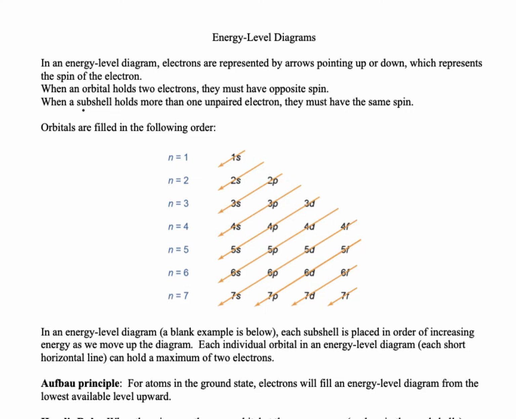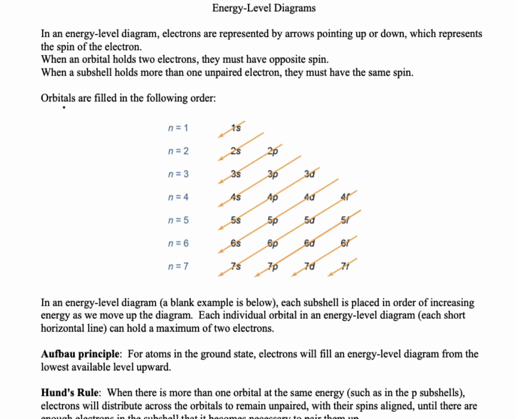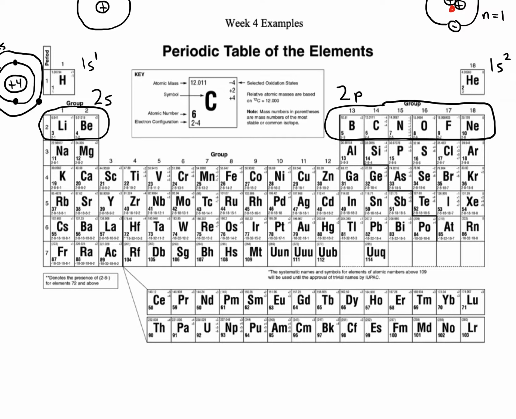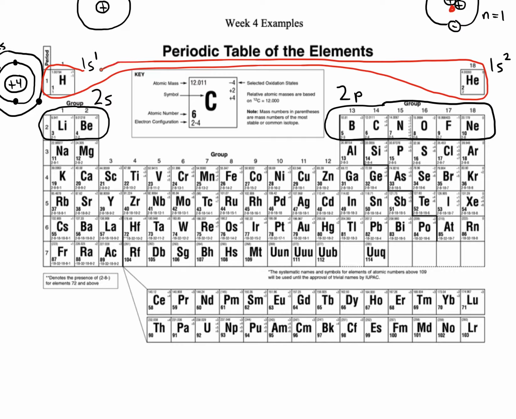We'll also follow the rule that if a subshell holds more than one unpaired electron, then they must have the same spin. Our orbitals will be filled in the following order. You start with the 1s, then go to the 2s, and then the 2p. This corresponds to the periodic table where we fill the 1s here first, then we'll fill the 2s, and then we'll fill the 2p.